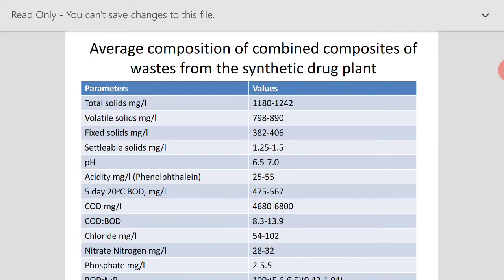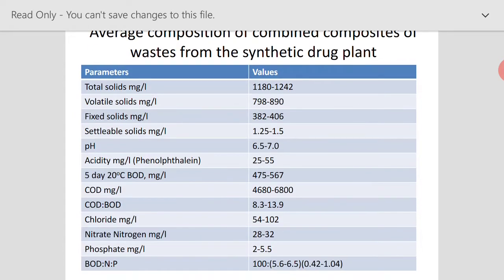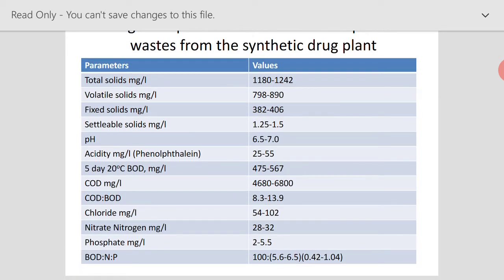This table shows you the average composition of combined composite waste from a synthetic drug plant. So we can have a glance at this table. You will be able to see that total solids are high, 1180 to 1242 milligram per liter. Similarly, volatile solids and fixed solids are also in the high range, while pH is almost neutral, 6.5 to 7.